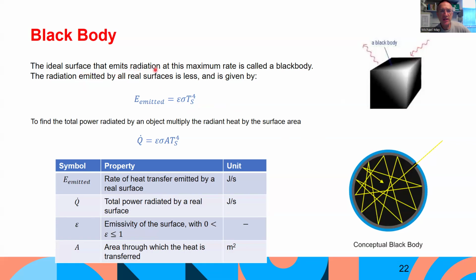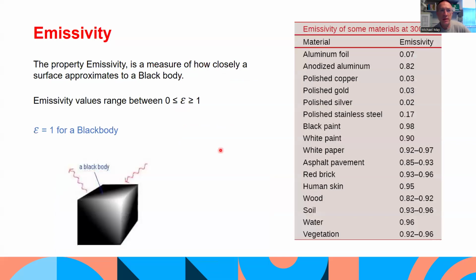So the ideal surface that emits radiation at the maximum rate is called a black body. The radiation emitted by all real surfaces is less, and it's given by this slightly adjusted equation. Now, to find the total power radiated by an object, we must multiply the radiant heat by the surface area. So now we're adding in the surface area here to find the total power in joules per second. Just moving on to the black body again, all surfaces deviate from being a black body to some extent, and it's taken into consideration by the emissivity, represented by the epsilon symbol. Those values range between 0 and 1, 1 being a perfect black body. You can see some values here: human skin, 0.95, and polished copper, 0.03.